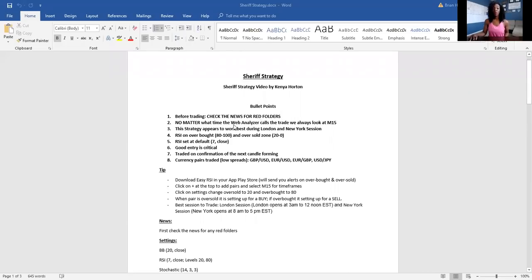Now, I'm going to take you back to our notes, and you can screenshot this if you want, and we're going to finish going through the bullet points. So after we've checked the red folders, next, no matter what time the web analyzer calls the trade, we always look at the 15-minute chart. So let me show you exactly what that looks like.